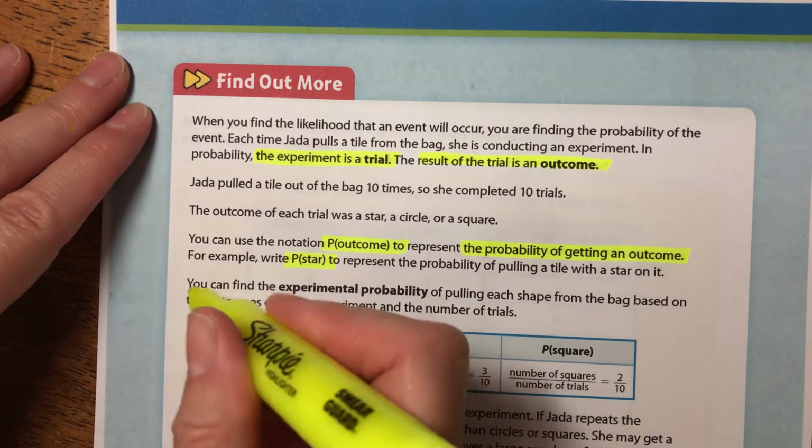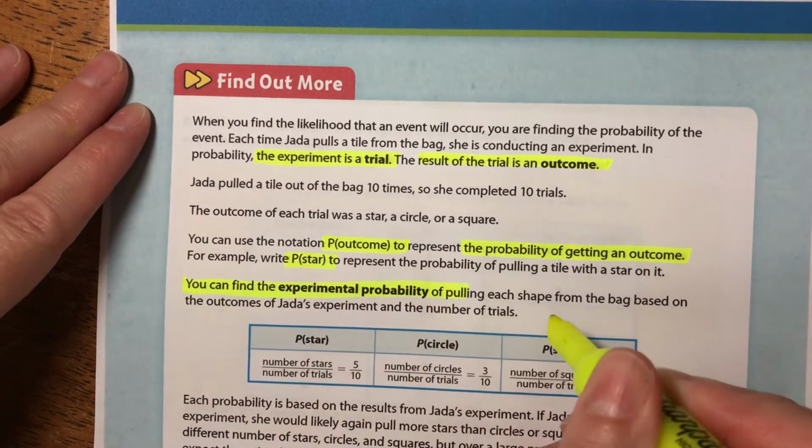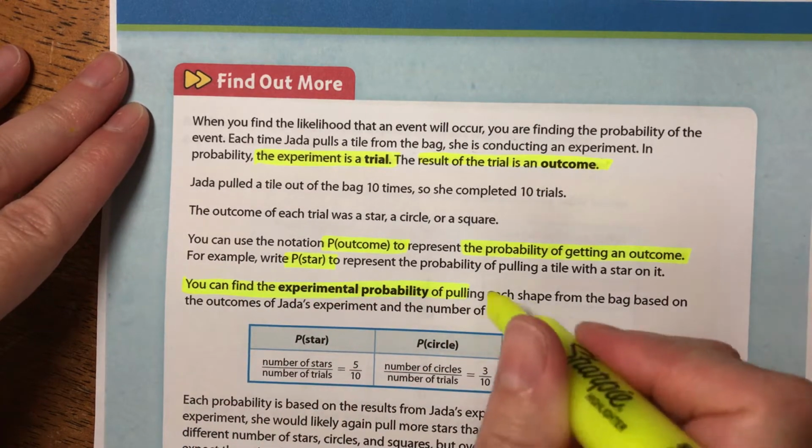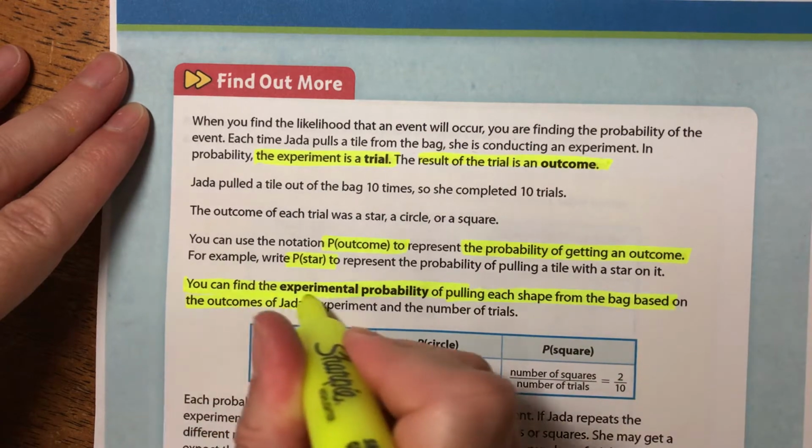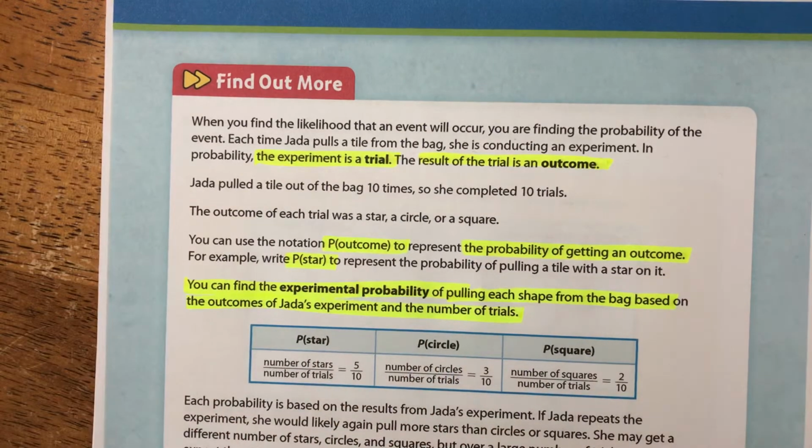So experimental probability is based on somebody's trials. Okay, just highlight the whole thing. It's not what should happen, it's what could happen. All right, so that's different.